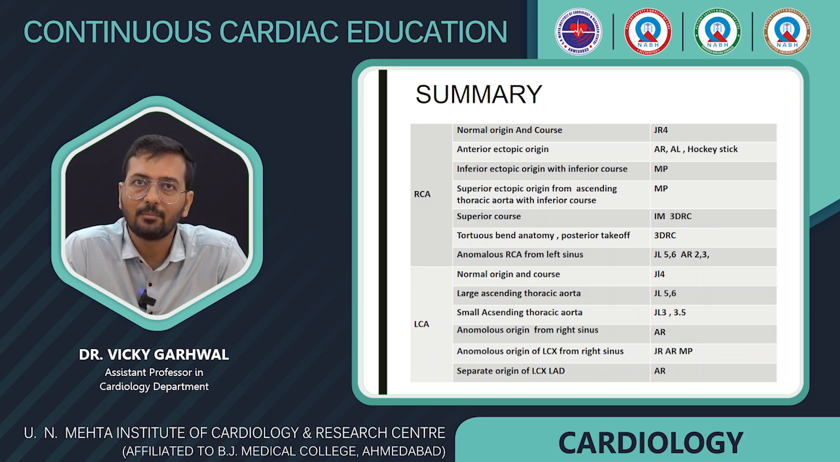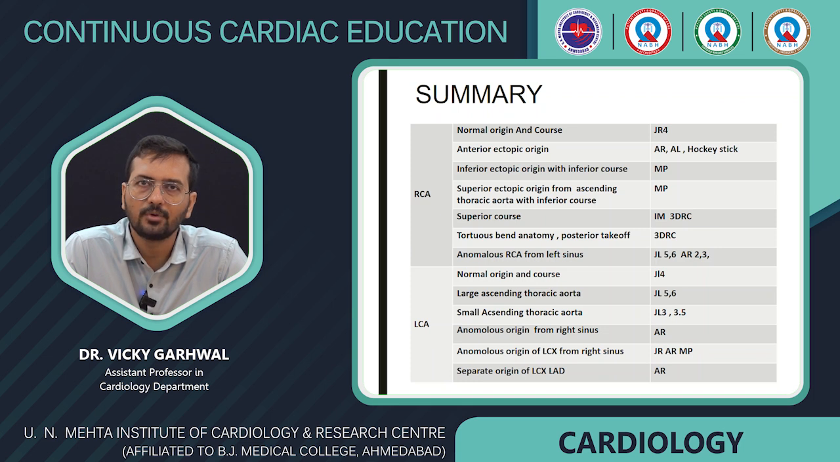Anomalous RCA from the left sinus, then we can use JL5 and 6, which is higher than the left main, hooking the left main, and AR2 and 3, which have larger primary and secondary curves; the distance between the primary and secondary curve is larger as compared to the previous one. For the left coronary, normal origin and course, we use JL4. For a large ascending thoracic aorta, we have to use larger sizes like JL5 and 6. For a small ascending thoracic aorta, we have to use JL3 and 3.5.